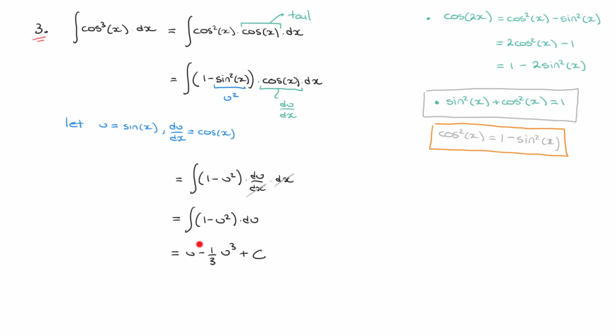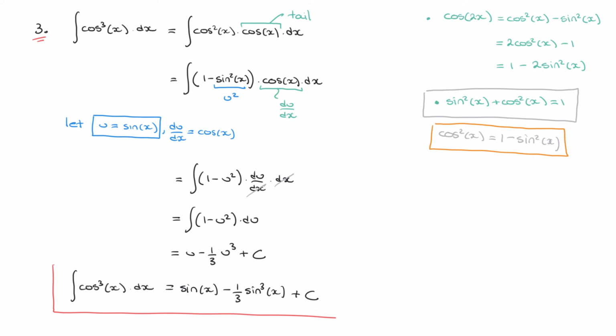And finally, we now rewrite this result in terms of the variable x, using the fact that u is equal to sine of x, so that this becomes sine of x minus 1/3 of sine cubed of x. And of course, we have our constant of integration here. And there we go. We now know how to integrate cosine cubed of x. And I'll go ahead and box that result.